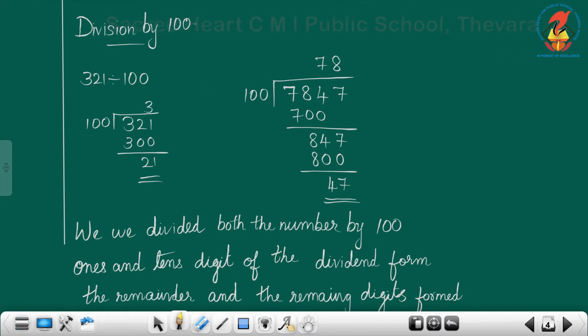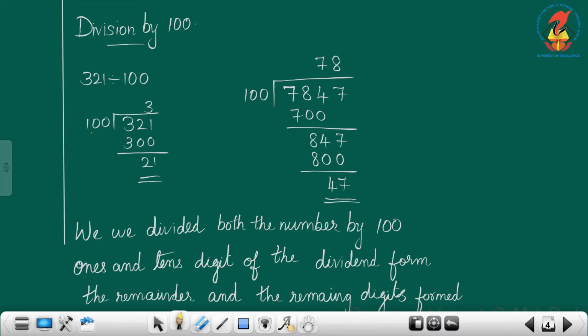Here, look at the first example. I already finished 2 examples here. So look at the first example. 321 divided by 100. Okay. Here, the quotient is 3 and the remainder is 21.